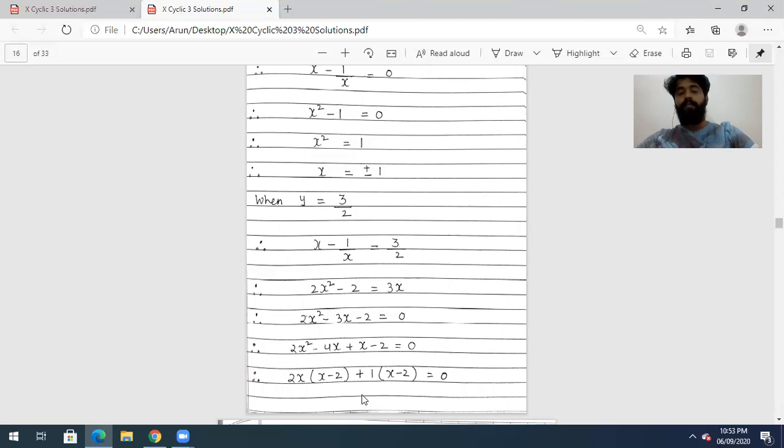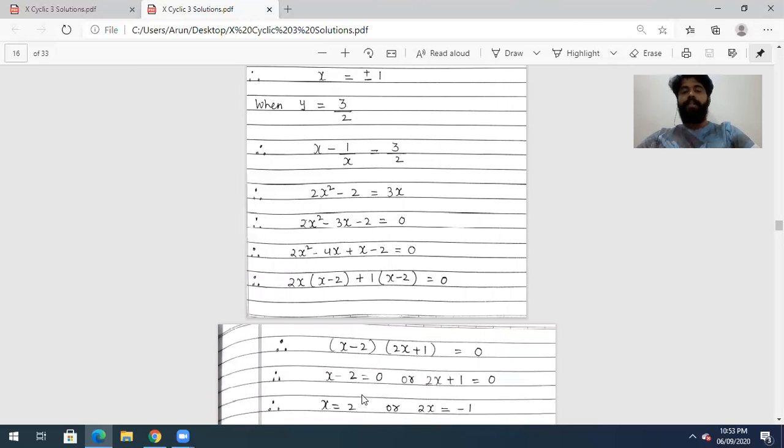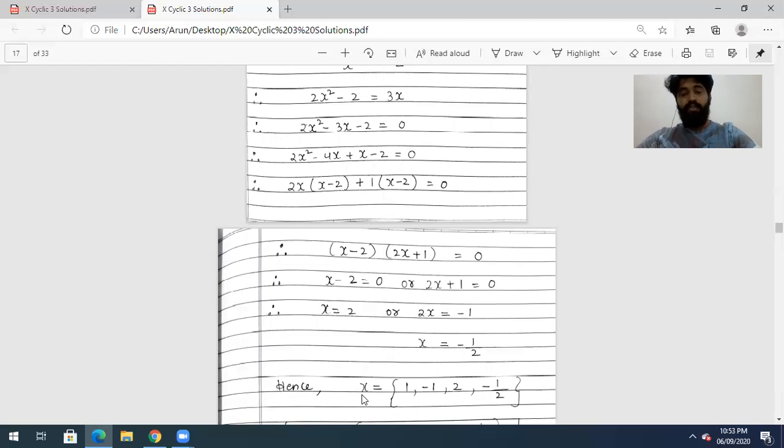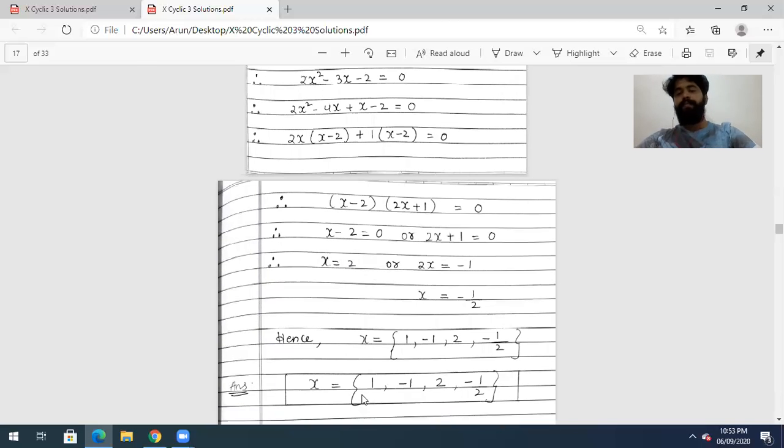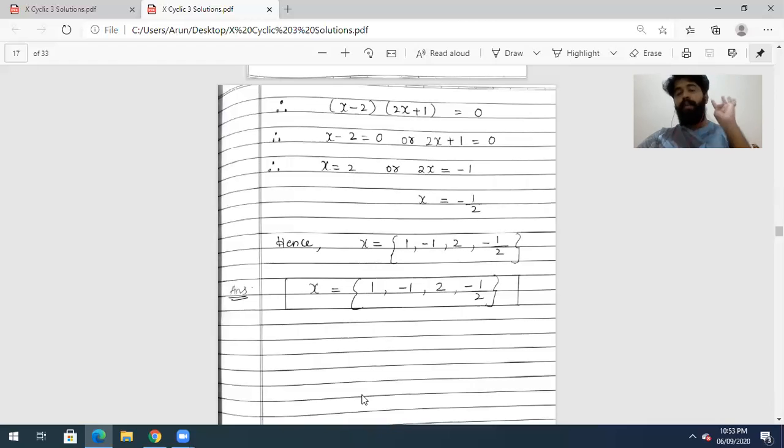Take 2x common from the first two terms. So 2x into (x minus 2) plus 1 into (x minus 2) is equal to 0. So (x minus 2)(2x plus 1) equals 0. So either x minus 2 is 0 or 2x plus 1 is 0. So either x is equal to 2 or x is equal to minus half. So hence for x, we have four values, 1, minus 1, 2 and minus half. So in this question, there are four possible answers, 1, minus 1, 2 and minus half.